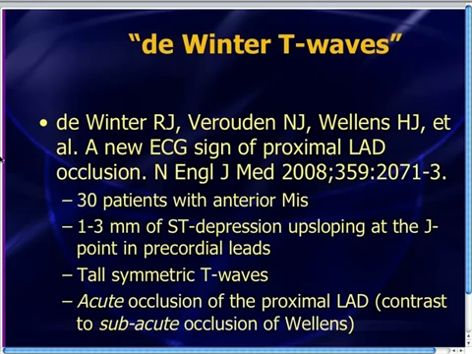So we've said this before, with Wellens syndrome, if there's no ST elevation, just purely Wellens, those patients don't need to go to the cath lab emergently. They probably need to go to the cath lab relatively urgently. Whereas with these Dewinter T waves, it appears that these patients do need to go to the cath lab emergently.